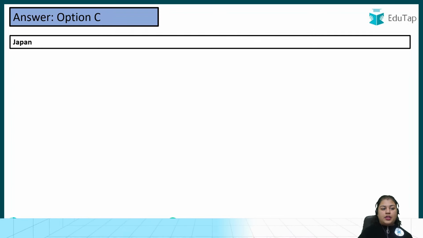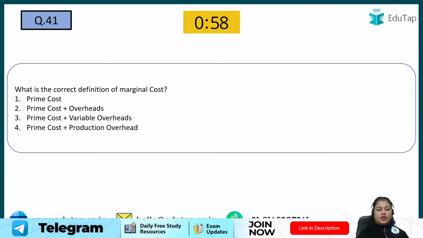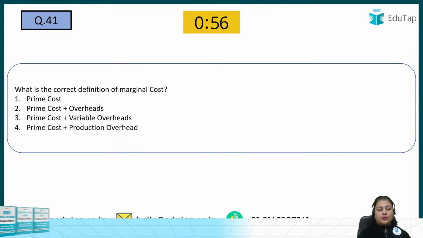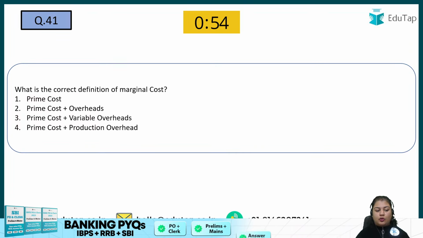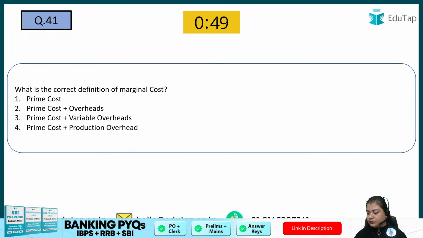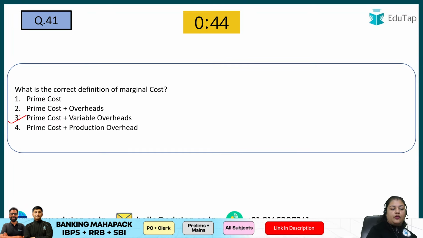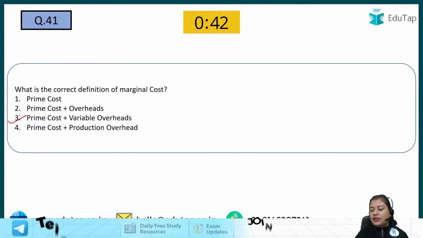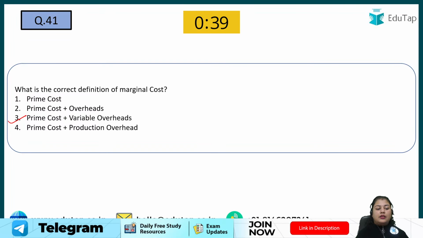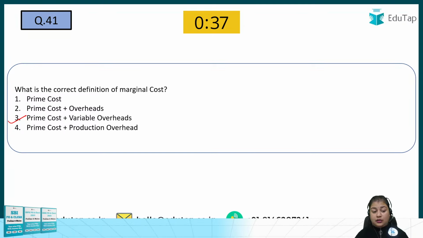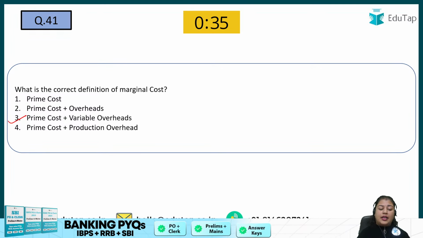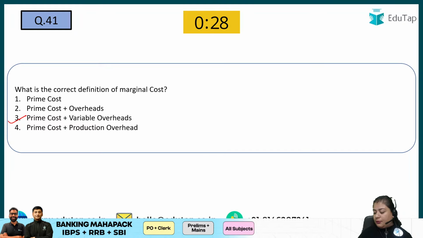Moving ahead, question number 41. What is the correct definition of marginal cost? Prime cost plus overheads, prime cost plus variable overheads, or prime cost plus production overheads. Very good. Prime cost plus the variable overheads, because in marginal cost we assume that all the direct material and direct labor are variable in nature, and the variable overheads will also be in the definition of marginal cost. So prime cost plus variable overheads is the correct definition of marginal cost.